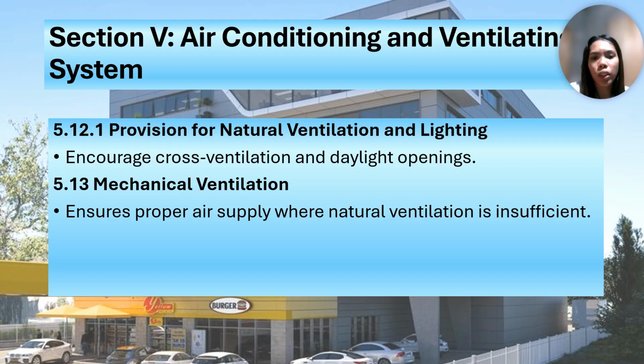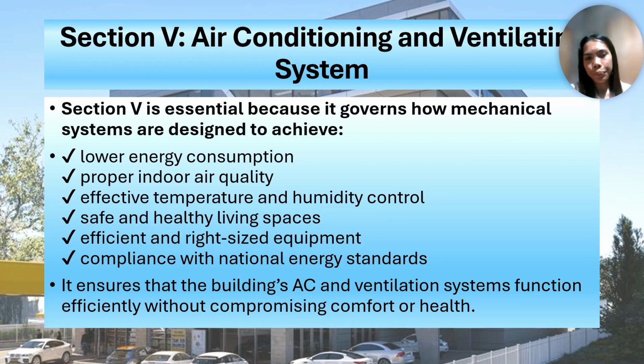Next is the provision for natural ventilation and lighting. So it encourages cross ventilation and daylight openings. So it is the one that reduces dependence on mechanical systems. Next is the mechanical ventilation. So it is the one that ensures proper air supply where natural ventilation is insufficient. So it maintains indoor air quality.